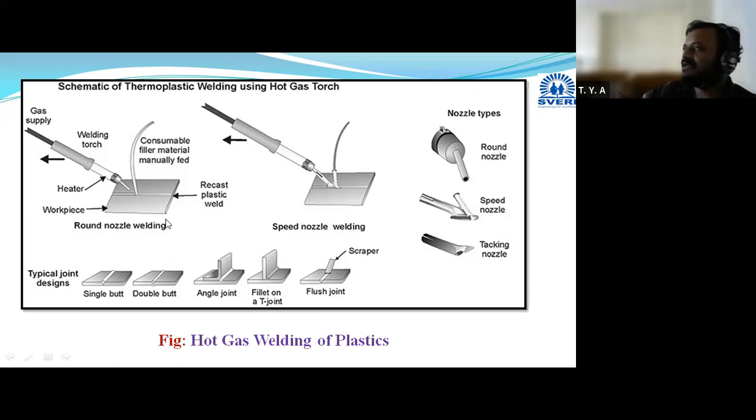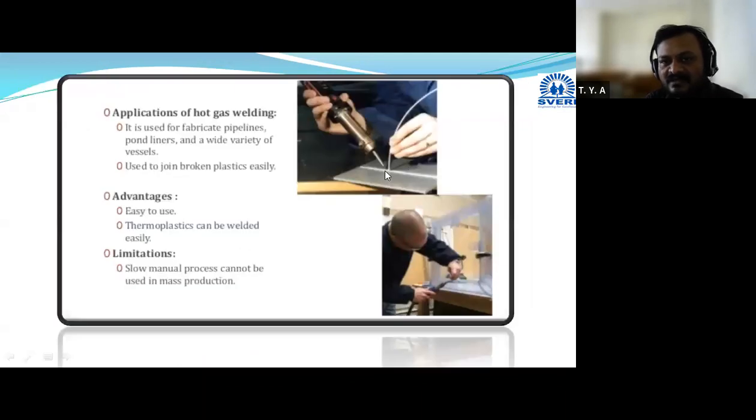Now the hot gas welding is basically classified in two types. The first is hand welding, and the second is speed welding or speed nozzle welding. Now in hand welding, please refer to this diagram. This is your gas torch. This is your filler rod, filler plastic rod. As we are joining plastic material, the filler material will be plastic only. And these are the plastic plates, two plastic plates.